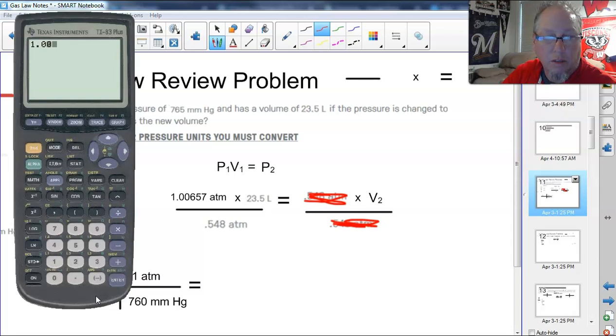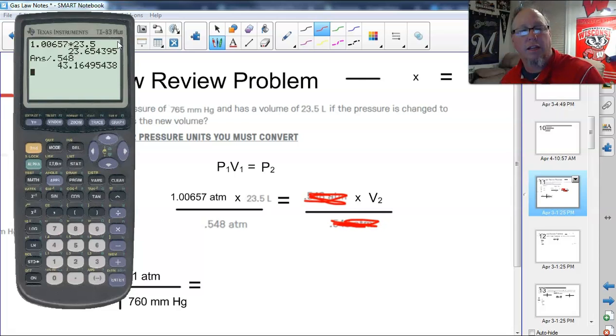So 1.00657 times 23.5. I can hit equals if you'd like, and then divide by 0.548. And like I said before, we already knew what the answer was.